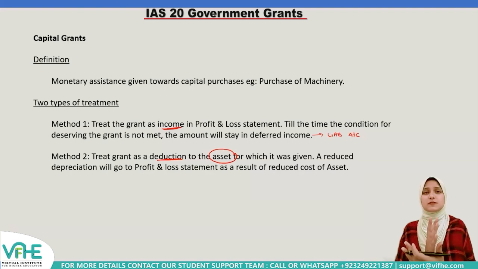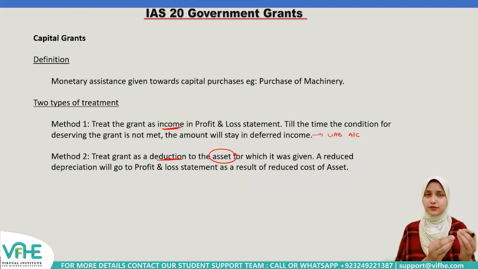The original expense must have been higher, but now because of reduced cost, a reduced depreciation will go and sit in your profit and loss statement. People who use these two methods, what do they argue? Organizations which would use method 1 would say that they would want the cost of the assets to be comparable.